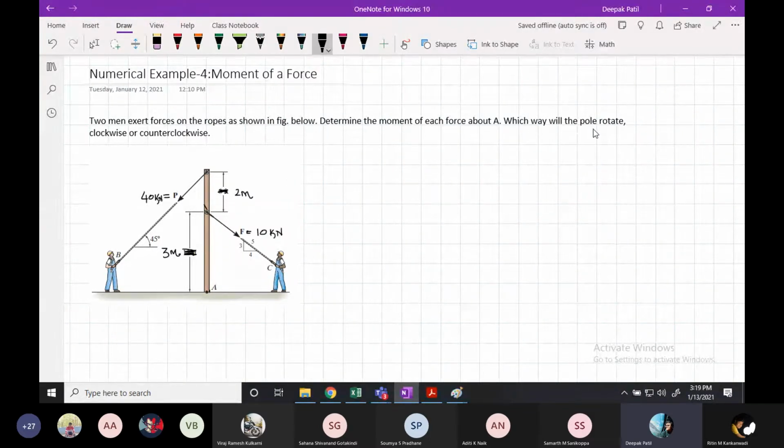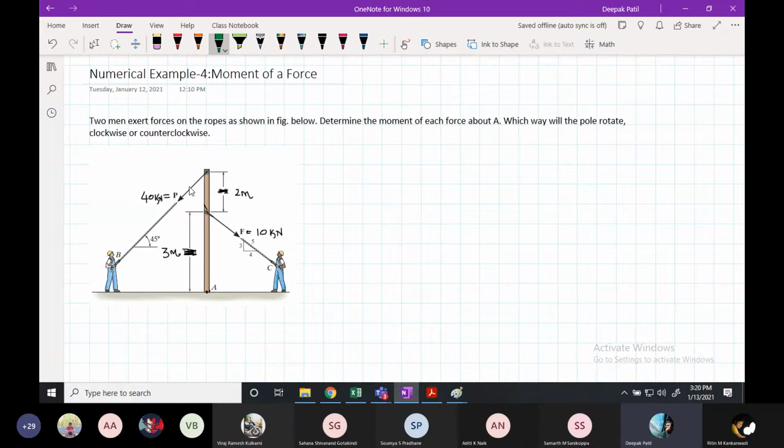When you find out the net moment at A, which way will the pole rotate, clockwise or counterclockwise? Counterclockwise means anti-clockwise. Both are same. Now you need to find the moment produced by each and every force, that is force P, which is 40 kilonewton, and force F, which is 10 kilonewtons. And then you have to say in which way the pole will rotate, whether in a clockwise direction or in an anti-clockwise direction.